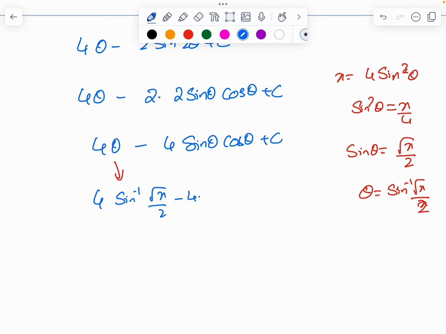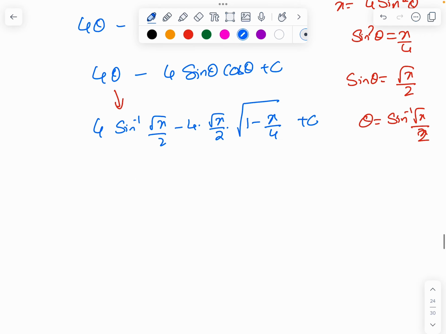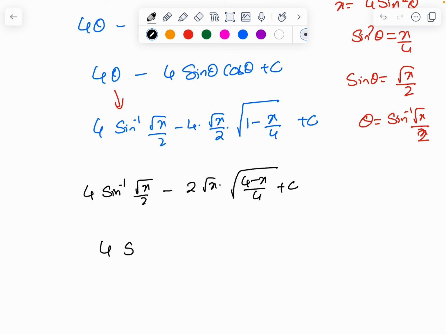Minus 4 sine theta. What is sine theta? Square root of x upon 2. Cos theta is square root of 1 minus sine square theta, plus c. So it becomes 4 sine inverse of square root of x upon 2 minus 2 square root of x times square root of 4 minus x upon 4 plus c. So it becomes 4 sine inverse of square root of x upon 2 minus 2 square root of x times square root of 4 minus x upon 2 plus c. 2 cancels. This is going to be your final answer.